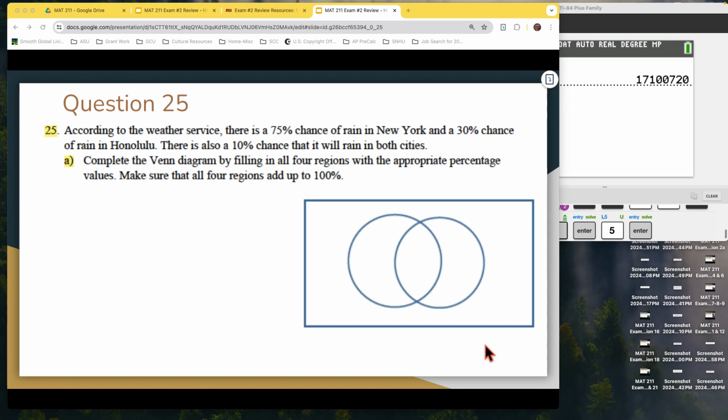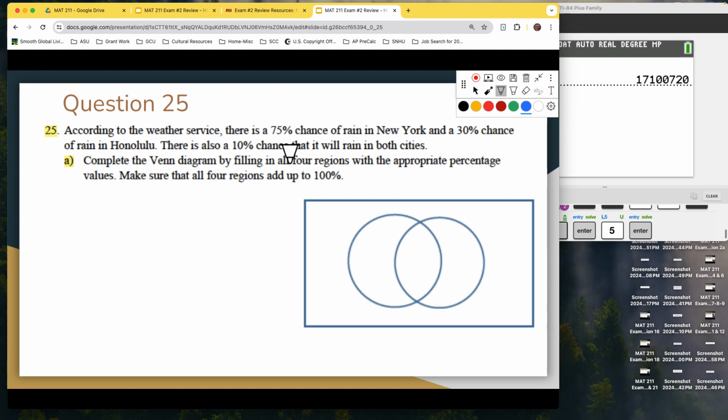Close to the end here. We've got 25. This is a word type problem, but it's really very similar to the last one we just did with 24. Of course, maybe you didn't look at 24. So anyway, I just did it.